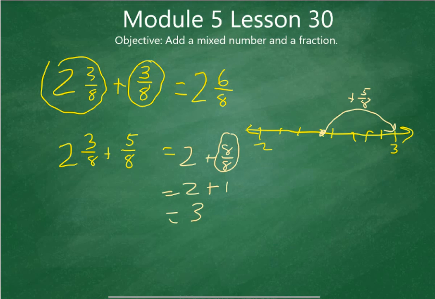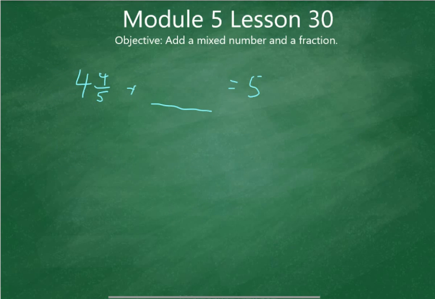All right, let's go to our next example. In our next example, now we're taking our mixed number and we're going to add a fraction to it, which we don't know, and we're going to end up with a whole number, 5. Well, think about what that means. If we're looking at 4 and 4/5, how much more do we need to go to get to 5 wholes?